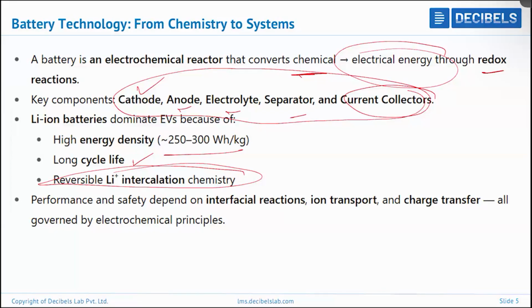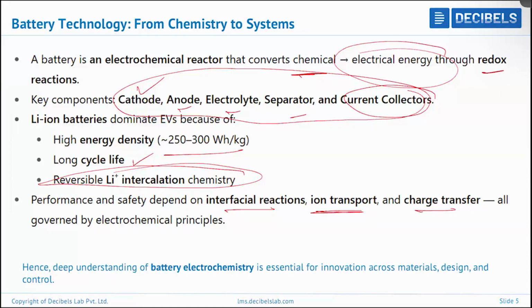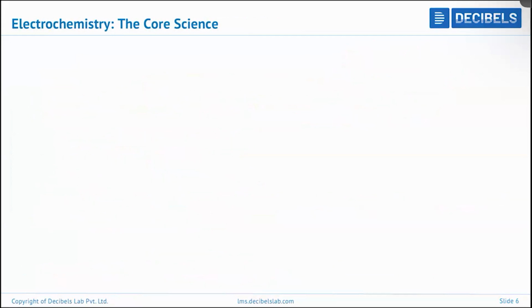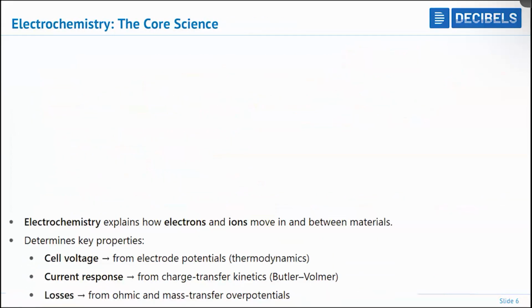Performance and safety depend on interfacial reactions, ion transport, and charge transfer, all governed by these electrochemical principles. Hence, a deep understanding of battery chemistry is very much essential for innovation across materials, design, and control. And then it can effectively power electric vehicles.